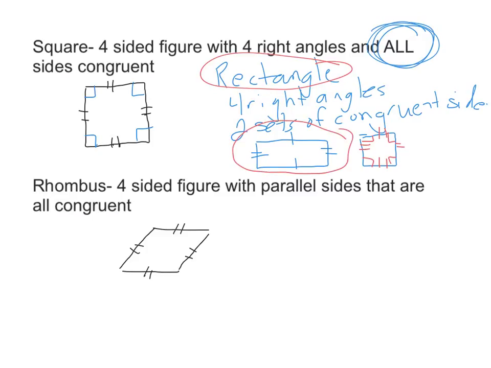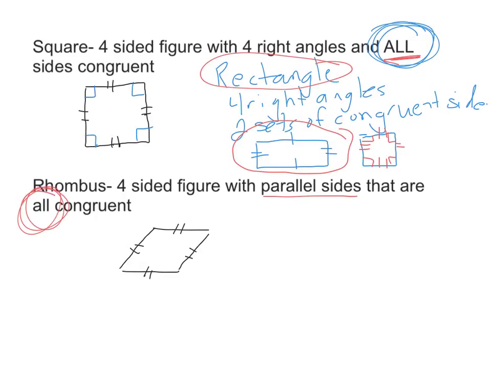Because we see here, this rectangle is not a square because all of the sides are not congruent. So a rhombus, I like to put on the same page as a square because they are very similar, just as a square and a rectangle are similar. A rhombus is similar to a square because it's a 4-sided figure. It has to have parallel sides, and they all, once again, have to be congruent. The only difference here is that it does not need the 4 right angles.